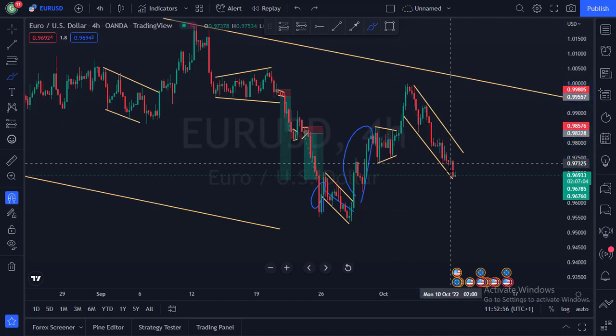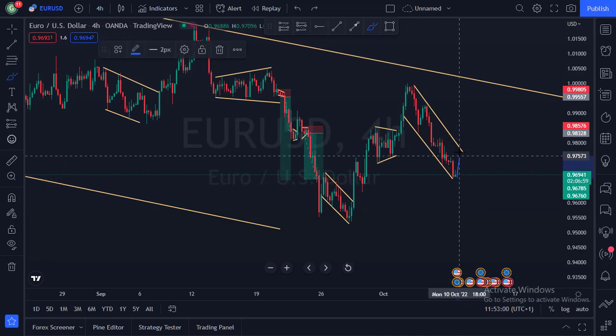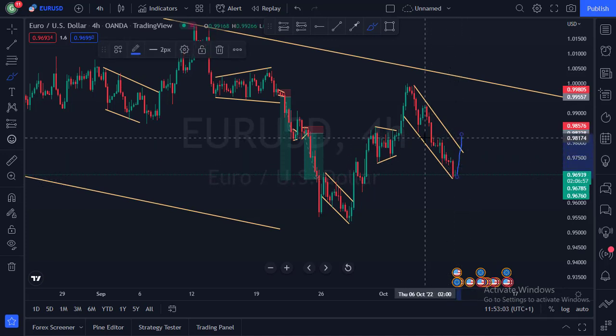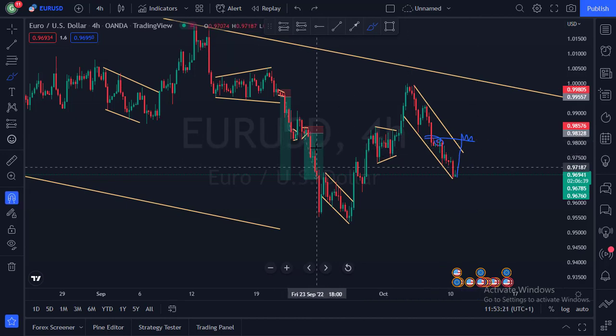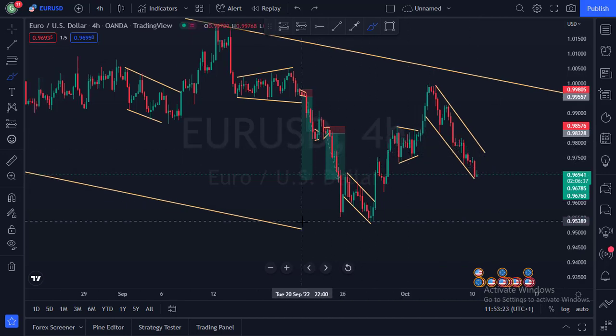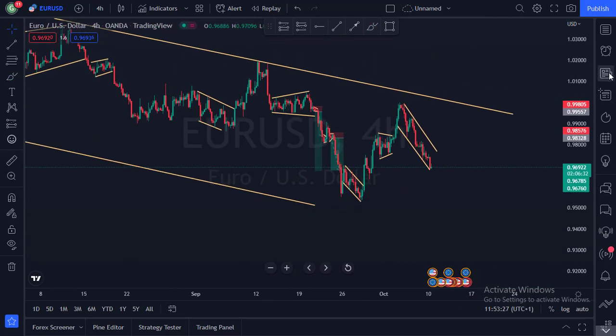So my bias here is actually a buy, but I'm not going to take any trade until price breaks out of this trend line and breaks out of the structure. All right, so I see a structure here. I see this point here. If price breaks out of this, then I'll be expecting price to give me a correction up there. So that's where I'll be looking for a buy entry on Euro USD. But for now, there is actually nothing I'm going to do on this pair. I'm just going to let it continue playing out. Okay, so that's my bias on Euro USD.